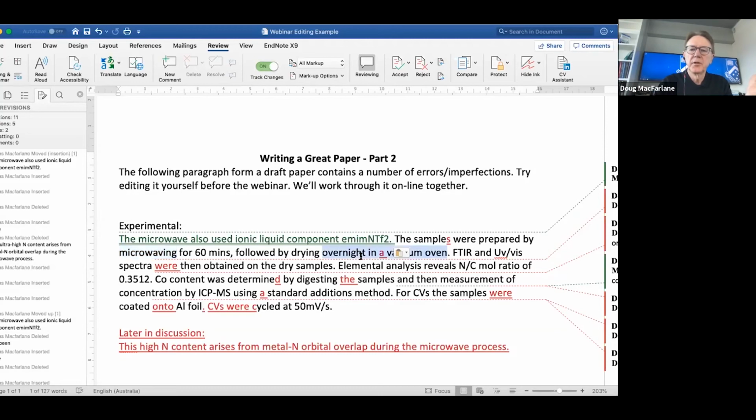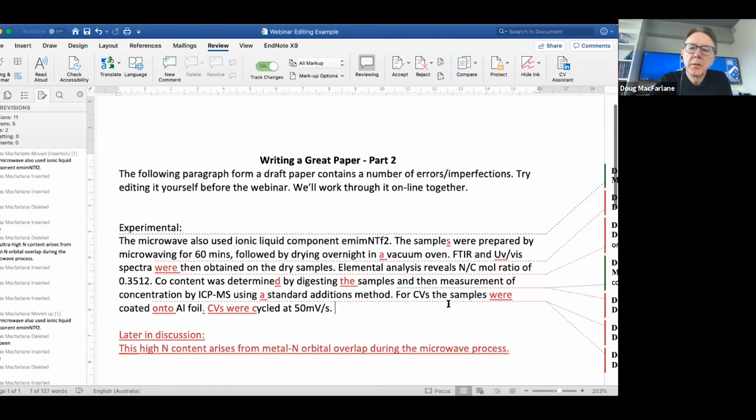Vacuum oven also. What's this annoying thing? How do I get rid of that? Don't know what I did, but anyway. There we go.